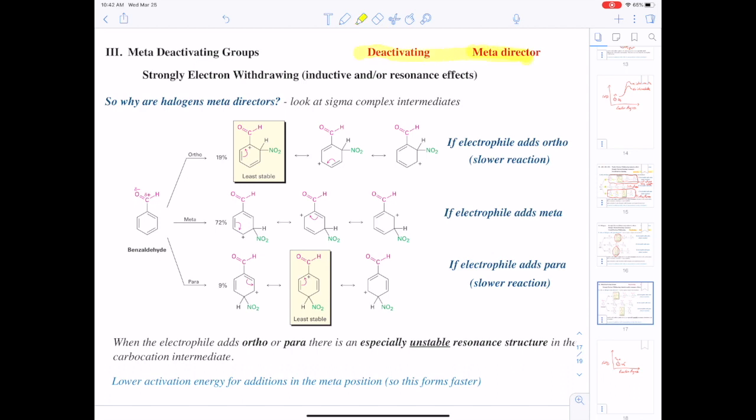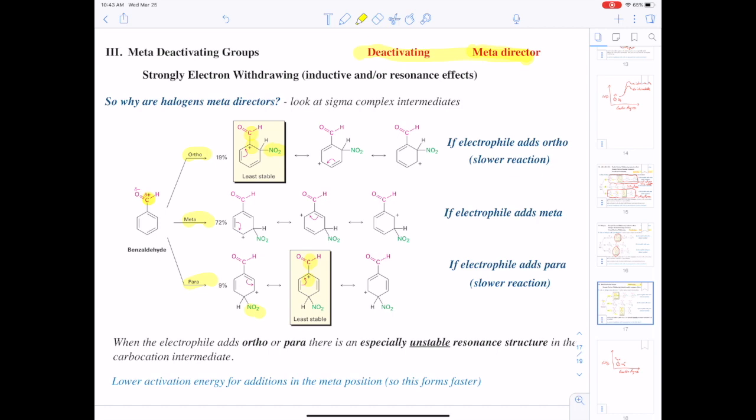Finally, deactivating meta-directors like an aldehyde in benzaldehyde. These are meta-directors, and the argument for why they're meta-directors is just a little different than for the ortho-para directors. We have three resonance structures, whether it goes ortho, meta, or para. But we have an especially unstable structure. And the reason why is because this carbon has a slightly positive charge. And when you try to add the new group, nitro in this case, ortho or para, you end up putting a carbocation in one resonance structure right next to that carbon. That does not occur when you go meta.